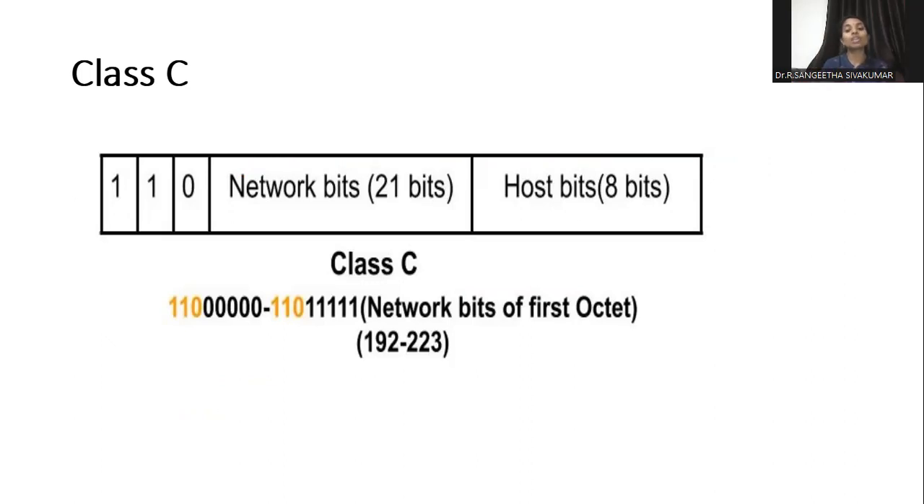And the host part includes 8 bits. So this is class C. Also we have ranges for class A, class B, class C. As here with class C, if you have an ID such as 192.168.2.1, then that 192 lies within the range of class C, because class C ranges from 192 to 223. So that is how we find the class of a particular ID.